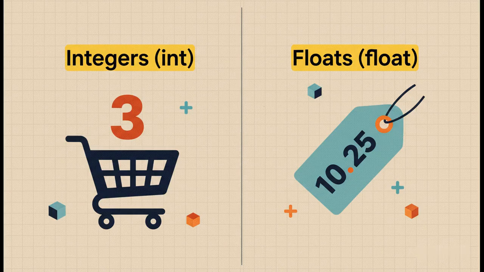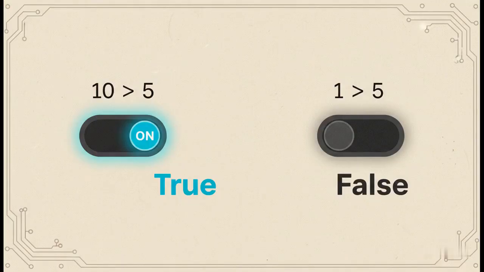It might seem like a small difference, but it's important because the computer treats them very differently. Okay, this one is really cool, and it's actually the simplest of all. It's called a Boolean, or bool. A Boolean can only ever be one of two things, true or false. That's it. They're like the light switches of the programming world, either on or off.